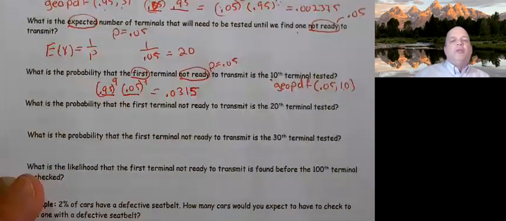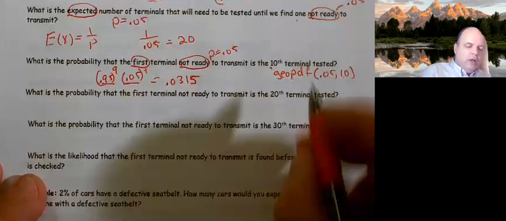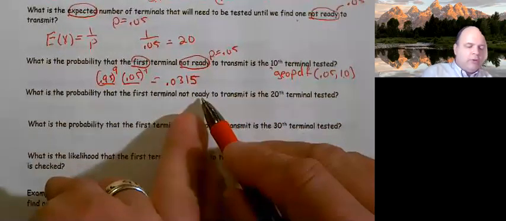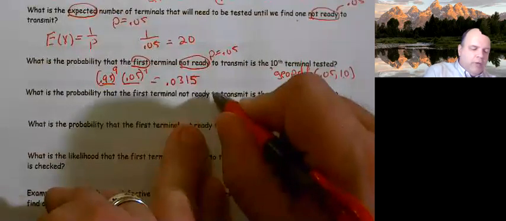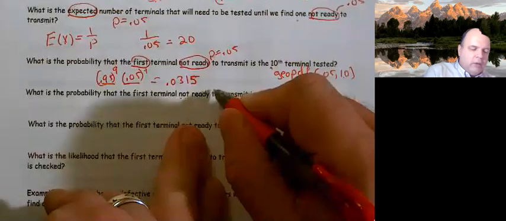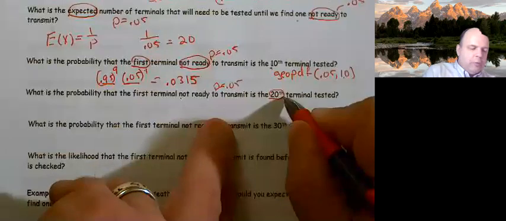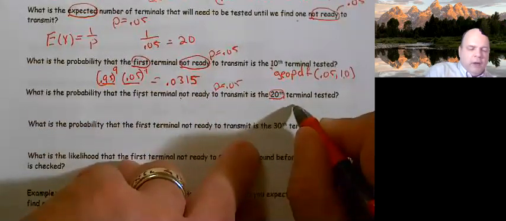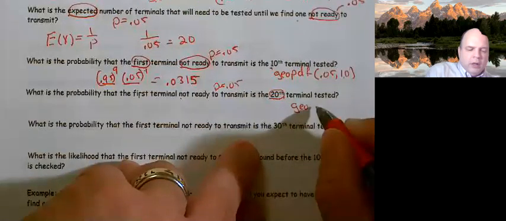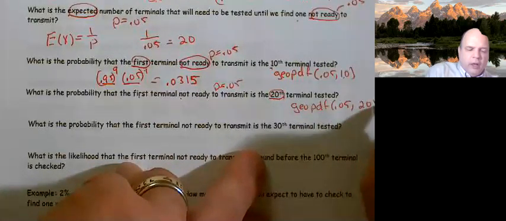What's the probability the first terminal not ready to transmit is the 20th terminal tested? All right, the first terminal not ready to transmit. So once again, we have a P of 0.05, because we have the not ready, is the 20th. So this is a specific. This tells me it's a geo. Because it's specific, it's a PDF. So geo PDF 0.05, and my X in this case is 20.